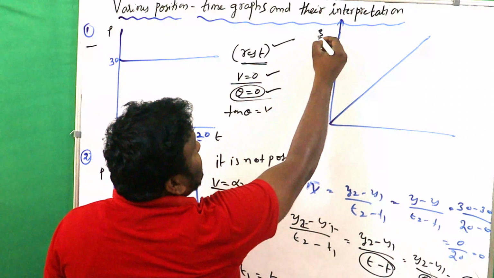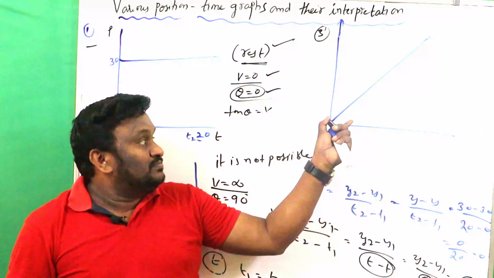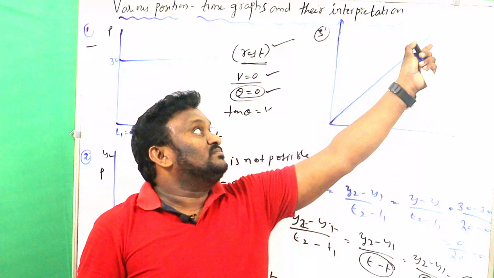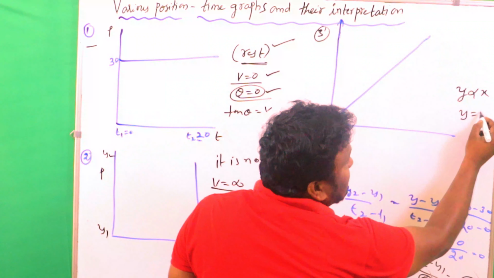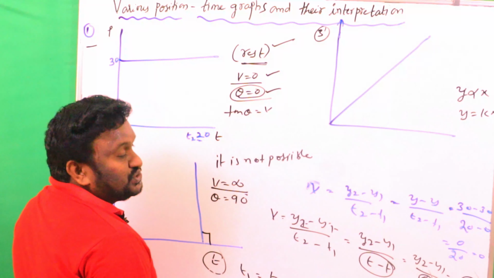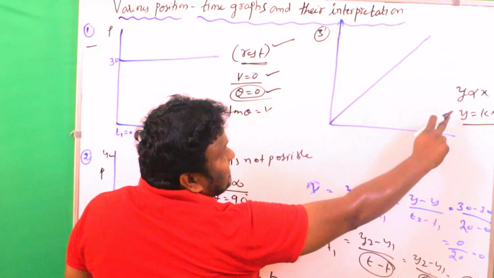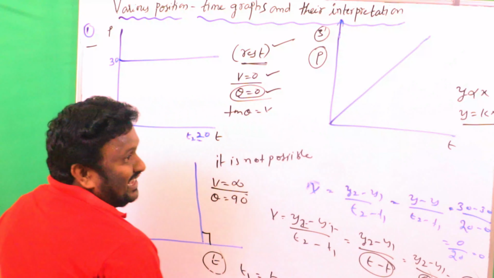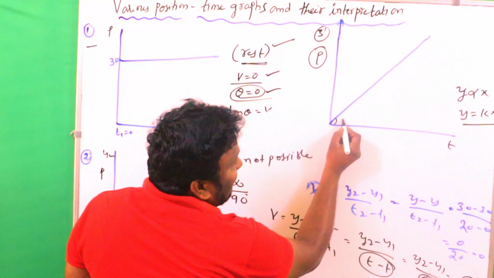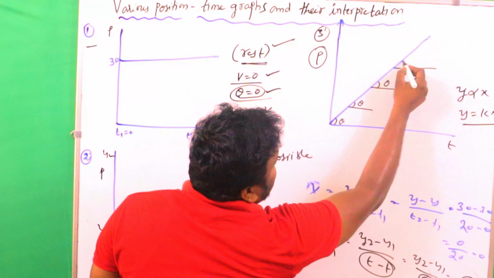And now the third graph. Here the line is passing through the origin, it is a straight line. So it is quite similar to y proportional to x. So y is equal to k into x, that is the equation here. In this case you can understand there is some proportionality between the position and time. So for example, this is the angle, and if you take it, again the slope will be the same, the slope is the same everywhere.